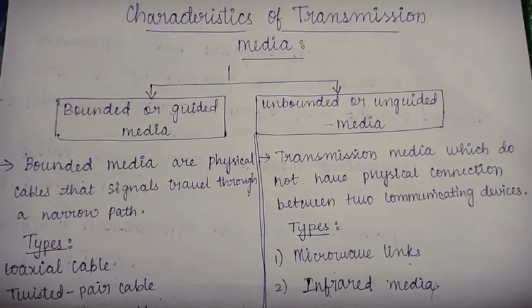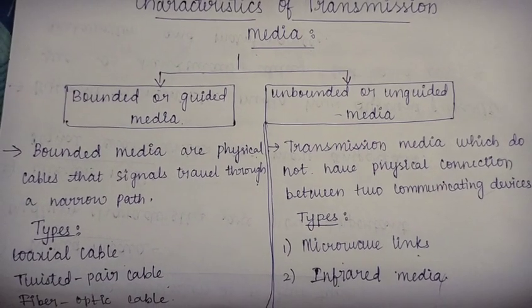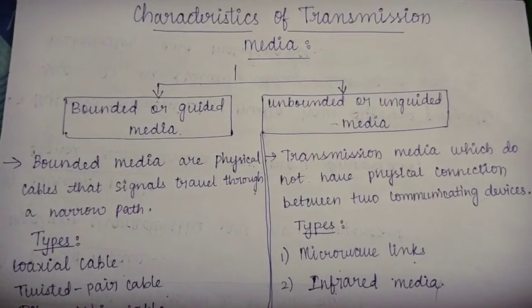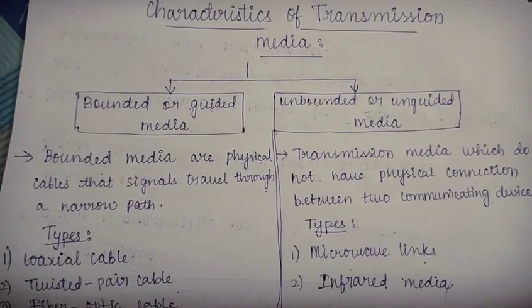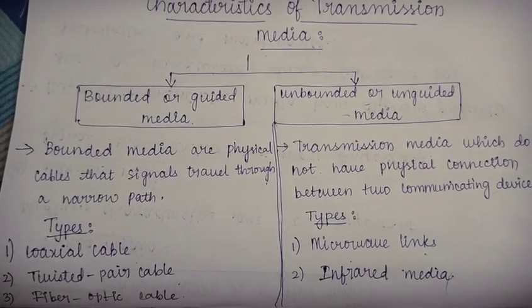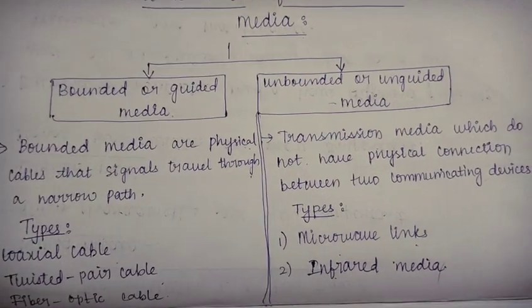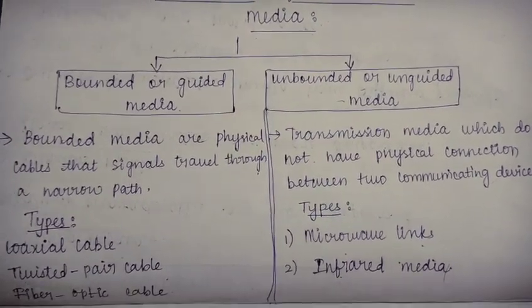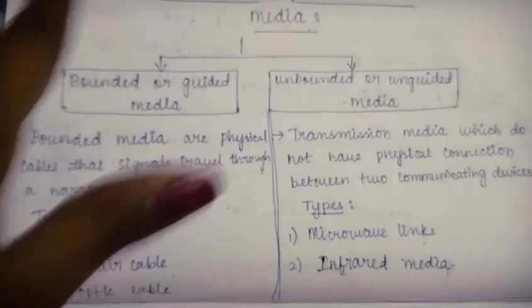Now let's see the characteristics of transmission media. Characteristics of transmission media are basically divided into two types. Okay, bounded or guided media, and unbounded or unguided media. So one part is bounded or guided media. The second part is unbounded or unguided media.